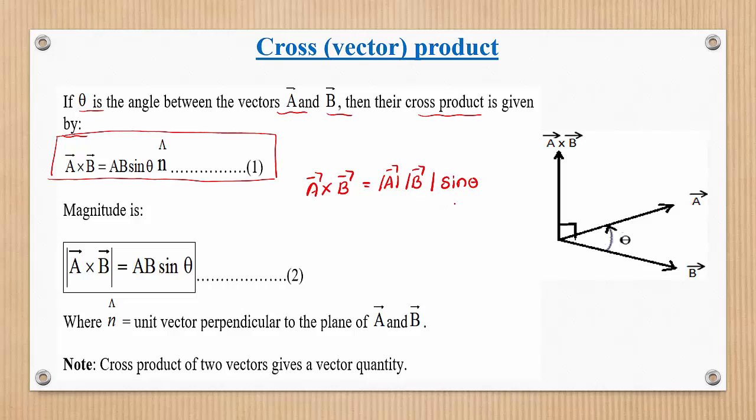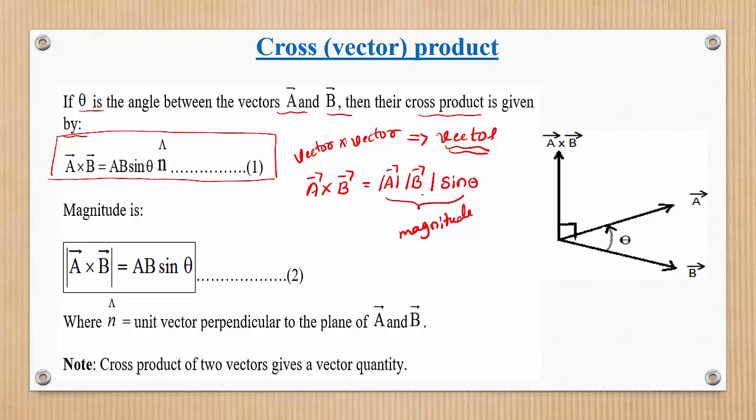Mod of vector A into mod of vector B into sine theta. This is the expression. But here, mod of vector A, mod of vector B into sine theta, gives only magnitude. But remember, this is a vector multiplied with another vector. The answer should be what? The answer is also a vector quantity. A vector quantity has both magnitude and direction. So here, mod of vector A, mod of vector B into sine theta gives only magnitude.